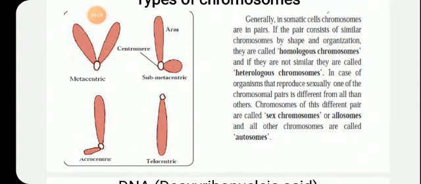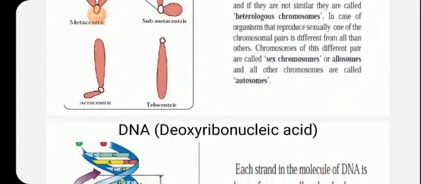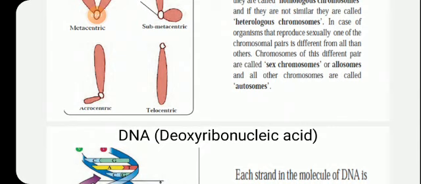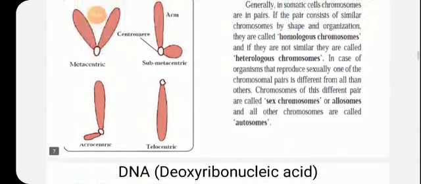In case of organisms that reproduce sexually, one of the chromosomal pairs is different from all others. You know that in humans we have 23 pairs of chromosomes. Out of that, 22 pairs are somatic, that is, homologous chromosomes, while one is heterologous, that is XX in female and XY in male. The chromosomes of this different pair are called the sex chromosomes.